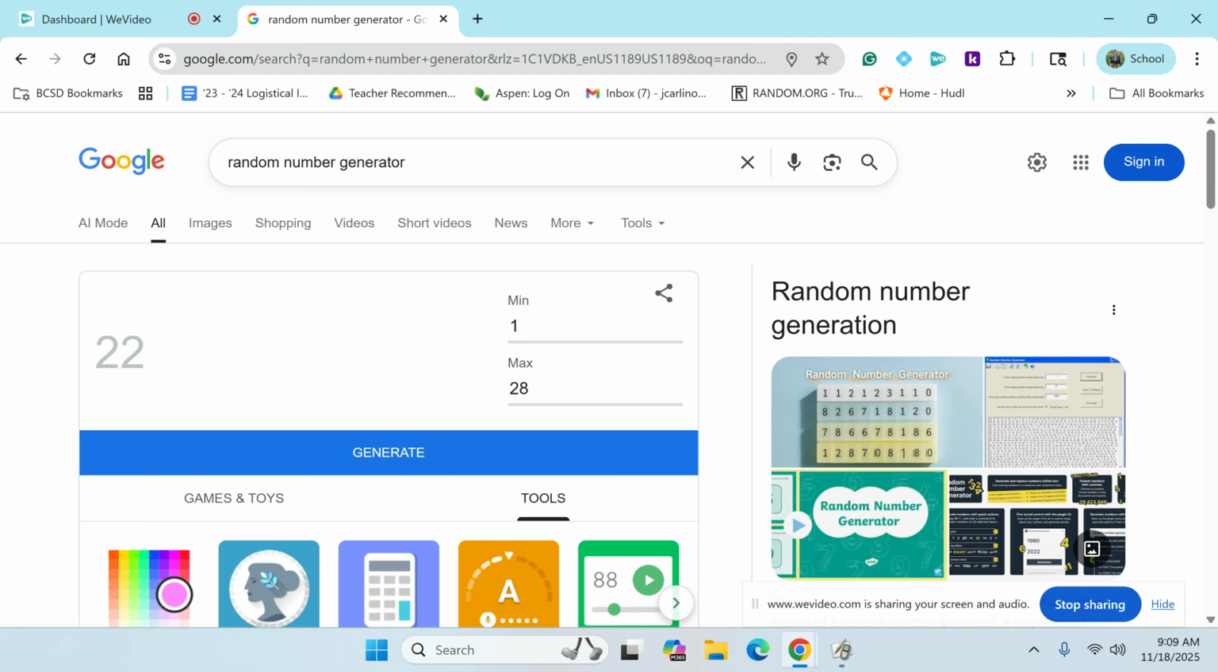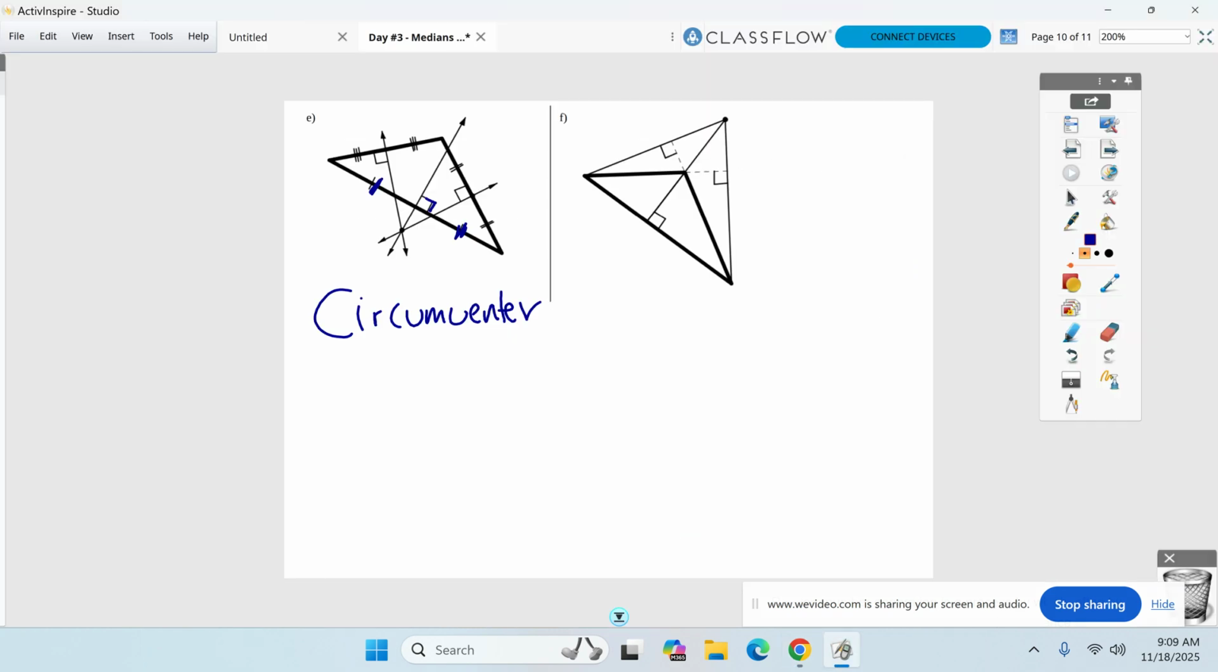A couple more down. Cadence, what do you have? That's the orthocenter. Those are all altitudes. Good work. Yep. Those are all altitudes.